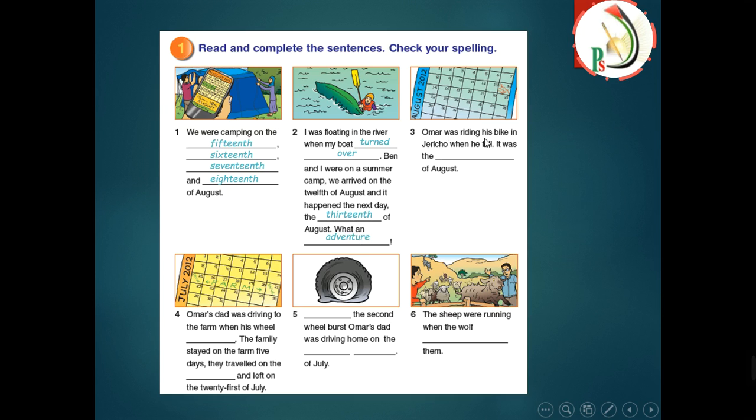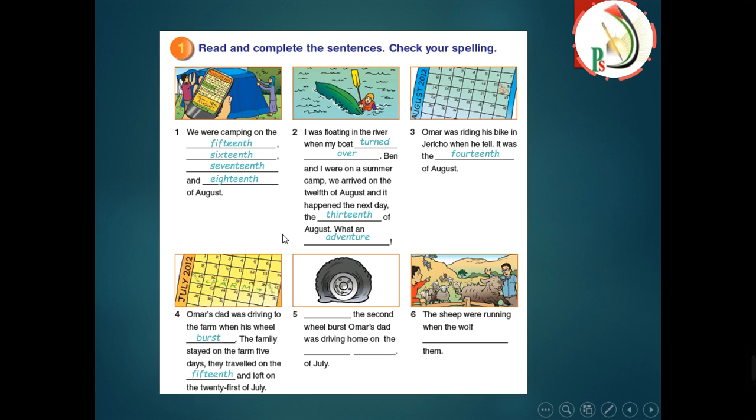Omar was riding his bike in Jericho when he fell. It was the space of August. Look at the calendar. What do you think? On the 14th of August. Very good. We have another calendar here. Omar's dad was driving to the farm when his wheel space. The family stayed on the farm 5 days. They traveled on the space and left on the 21st. What do you think? The wheel burst and they traveled from the 15th to the 21st.